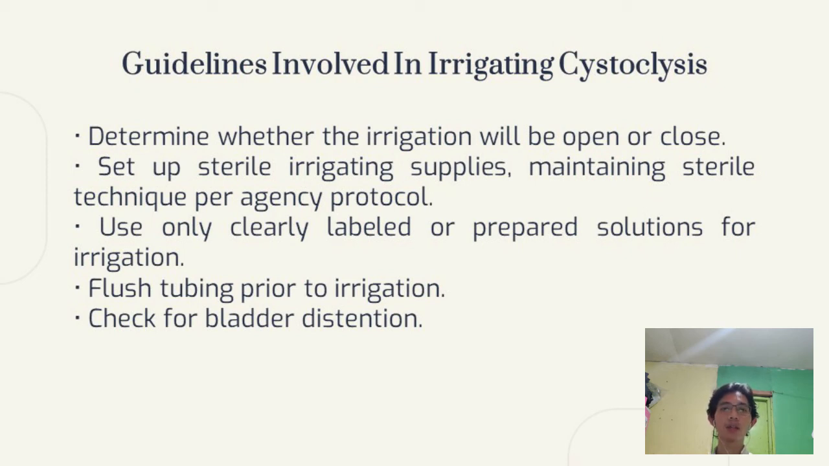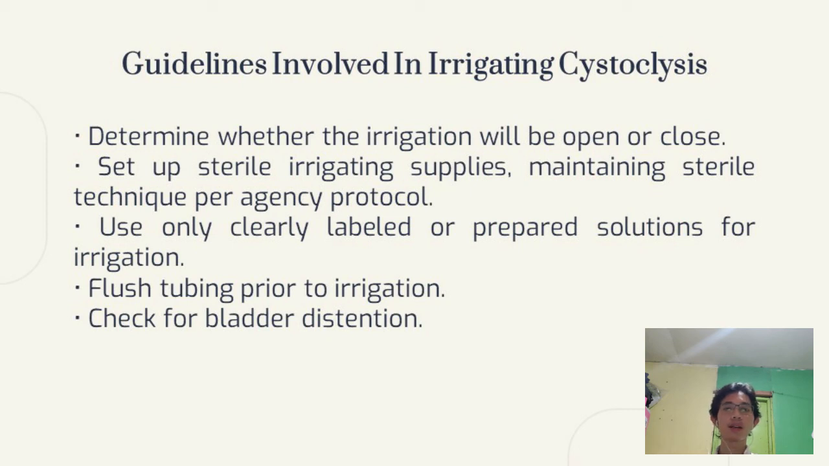Next is to use only clearly labeled or prepared solutions for irrigation. In irrigating cystoclysis, irrigant solutions are used like sterile normal saline solution, so it is important to use only clearly labeled or prepared solutions to ensure that the right solutions are used and to prevent committing errors. Also, most Foley catheter insertions are done with antibiotic solutions, so a doctor's order is needed.